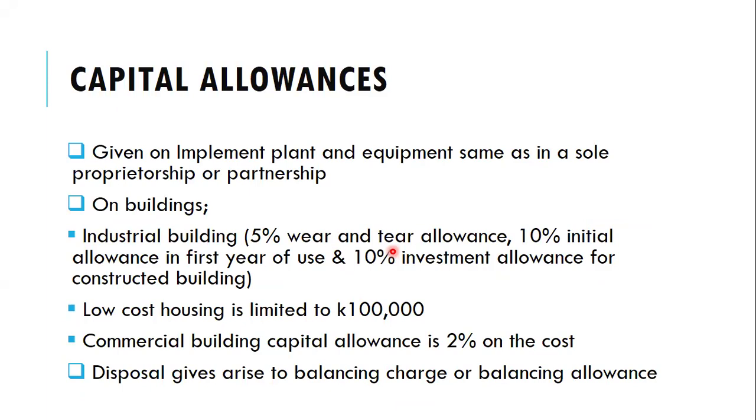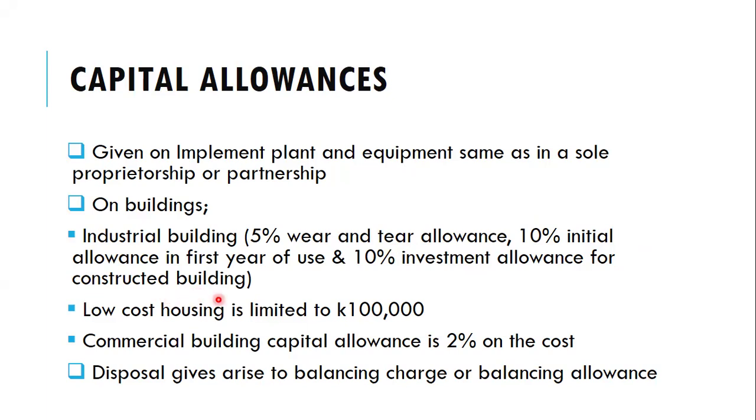No questions. Okay, so capital allowances are also given to a company. Capital allowances are given on implements, plant and equipment, same as for a sole trader and the partnership. So everything is just the same. There's no difference. Now on buildings, it's also the same. For industrial buildings, 5% wear and tear allowance, then 10% initial allowance in the first year of use, then 10% investment allowance when the building is constructed by the particular company.